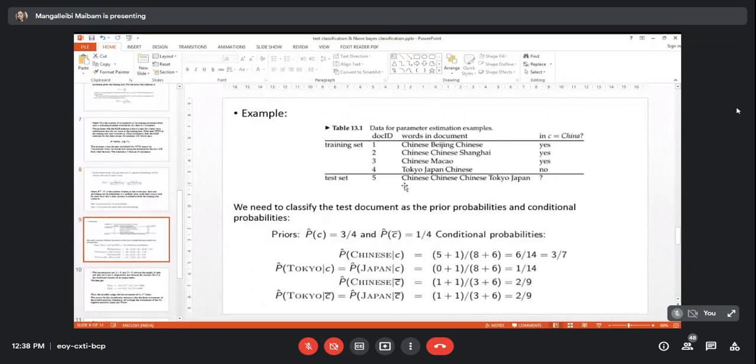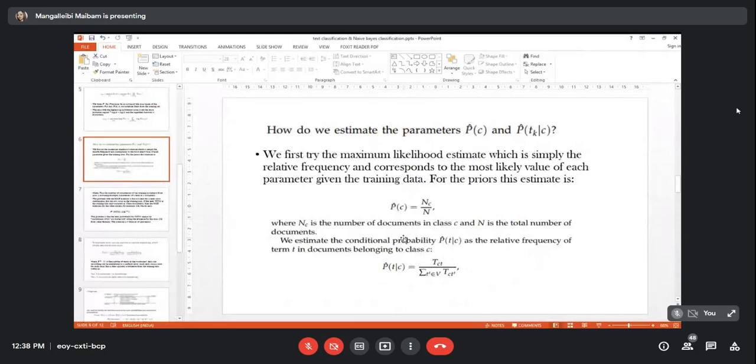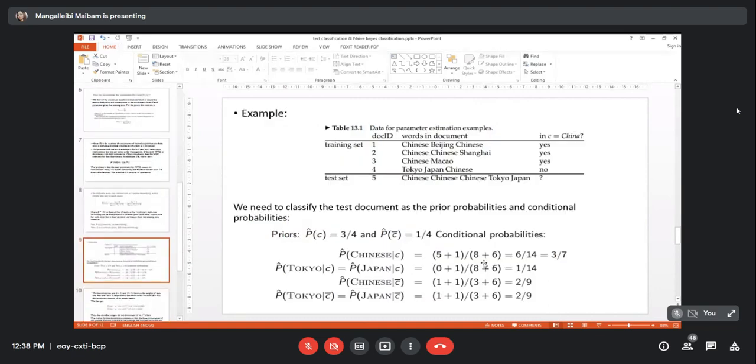Now this is the example. So all the probability formulas you see here, Nc by N, Nc is the number of documents in class C and N is the total number of documents, then conditional probability, how to find, so you can just check it out from this example. This example is directly from your textbook. You can also refer to the textbook.